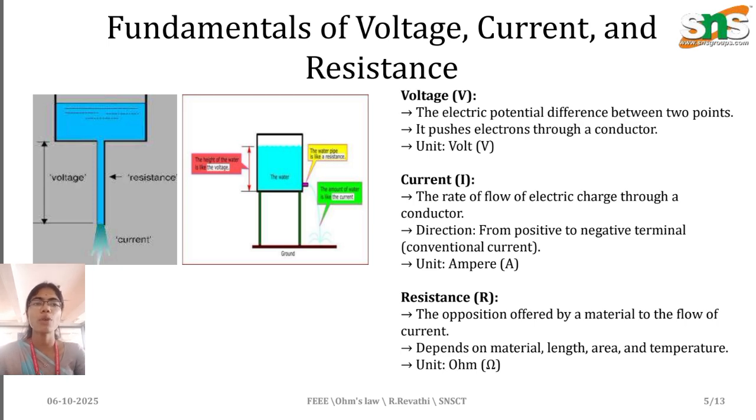The rate of flow of electric charges through a conductor, from the positive to the negative terminal, is known as current. It is measured in amperes, denoted A. Resistance is the opposition offered by the material to the flow of current. It depends on the material, length, area, and temperature. The resistance unit is ohms.